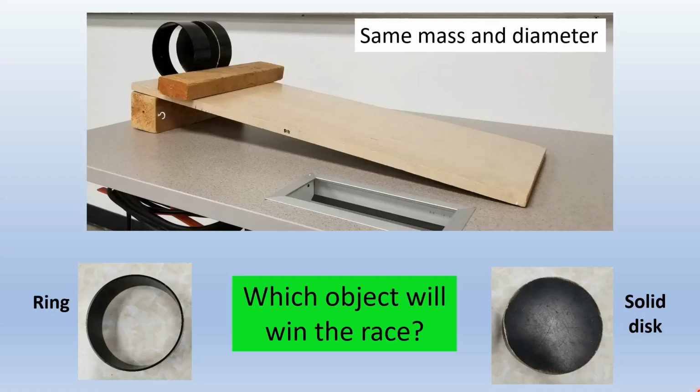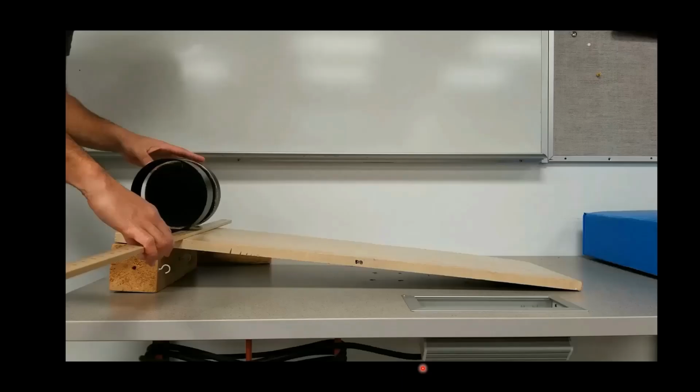Hopefully you watched the videos that I posted on the first day of the semester. If you did, then you'll remember this demonstration. We had a race between two objects, a solid disk and a ring. We raced them down this ramp, and I claimed that they had the same mass and the same diameter, and I wanted to know which object would win the race. Do you remember which one won? Well, if you don't, we can just watch that video again real quick.